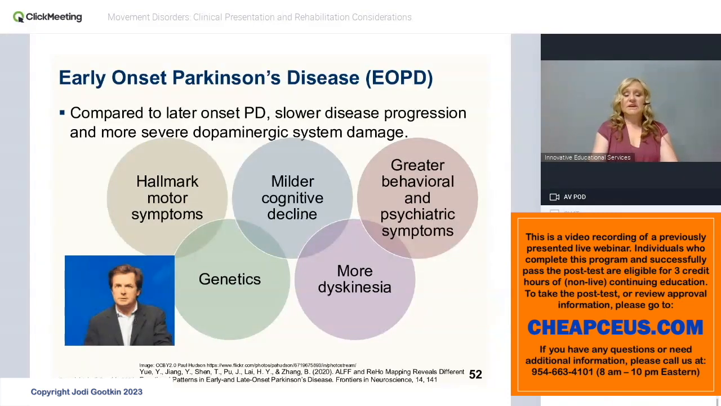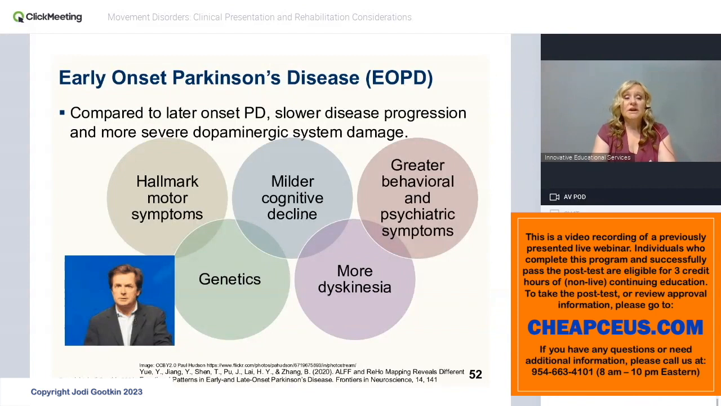Another presentation of Parkinson's disease are those individuals who present with early onset. Early onset Parkinson's disease, sometimes it's called young onset. The estimation is that somewhere between 5 and 20% of individuals with Parkinson's disease have it evidenced before the age of 50. And of those individuals, about half of them are evidencing the symptoms before the age of 40.